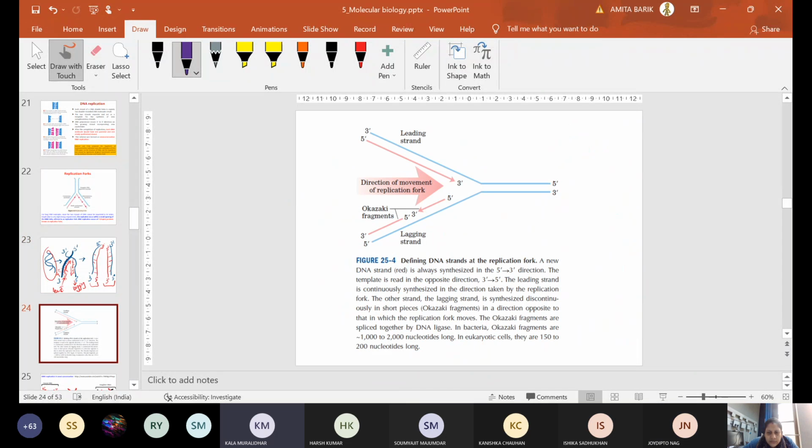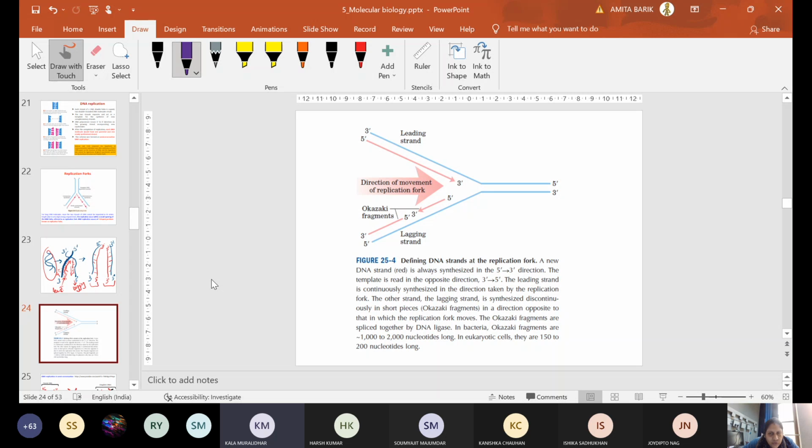Slide. This one? Ma'am, if in the question these blue lines are given and we are told to draw the leading strand and lagging strand, how do we draw that? These two both are same, no? Like we have to draw from the 3'. The leading strand will be from 3'. I did not get your point.